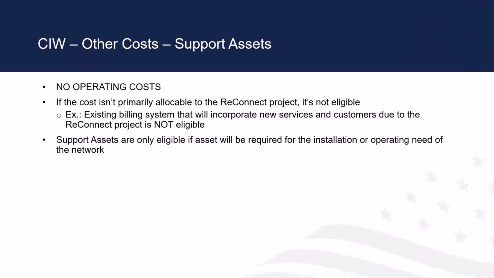No operating costs. Just remember, you don't cross the line there. We can't support any operating costs. For the example here of a billing system, that's an existing billing system that you're going to incorporate new services and customers, it's not an eligible asset. Support assets, the construction equipment, are only eligible if the asset will be required for the installation or operating need of the network. Next slide.